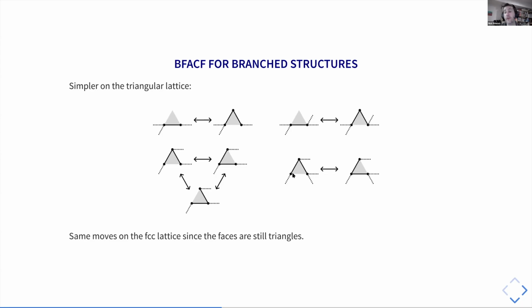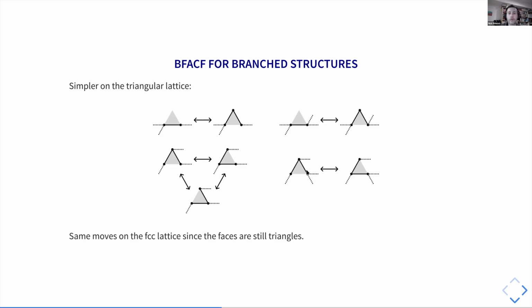And as far as I know, this set of moves is sufficient for the triangular lattice or the FCC lattice. I don't have a proof that it's true, but as far as I can tell, this set of moves works. And so for the time being, we're going to assume that it does in fact realize any ambient isotopic transformation. And then on the FCC lattice, it's just the same because all the faces are just triangles again. So it's just the same set of moves again.